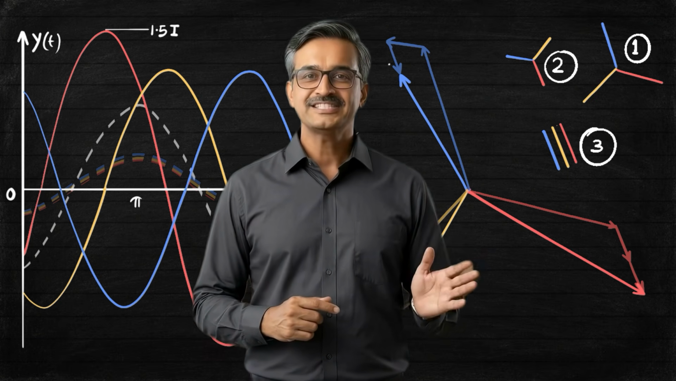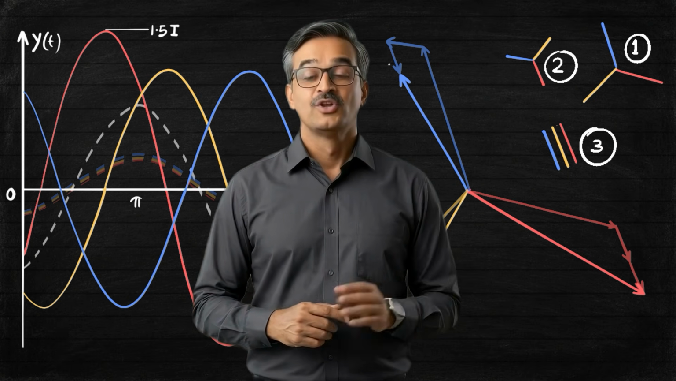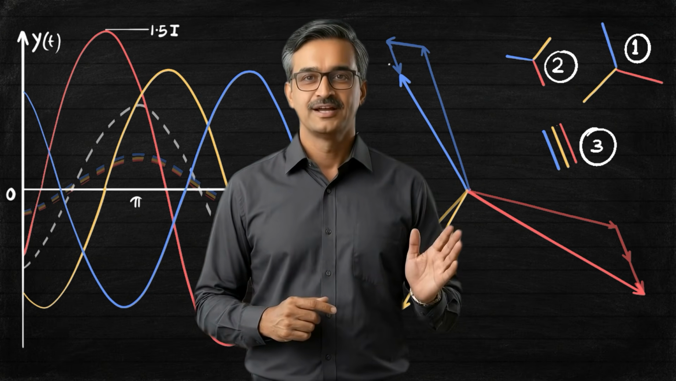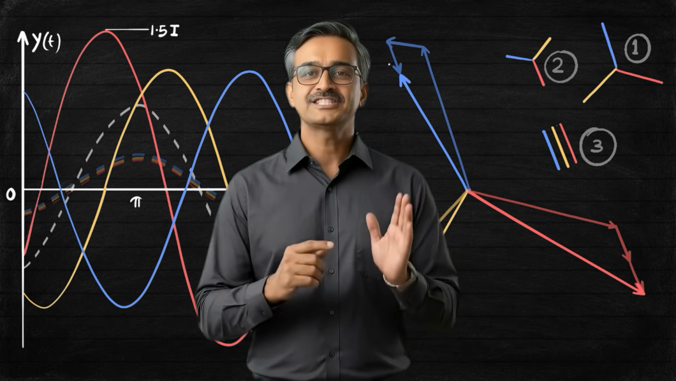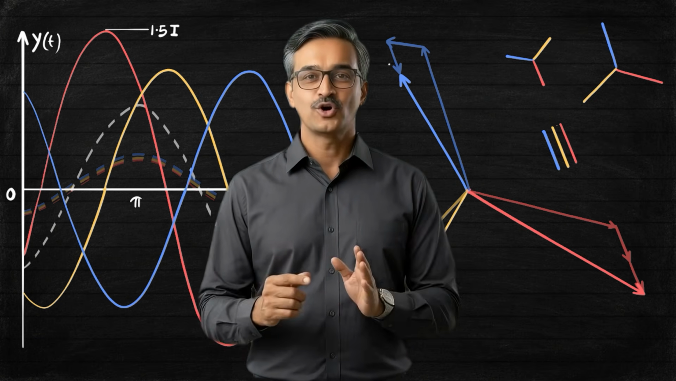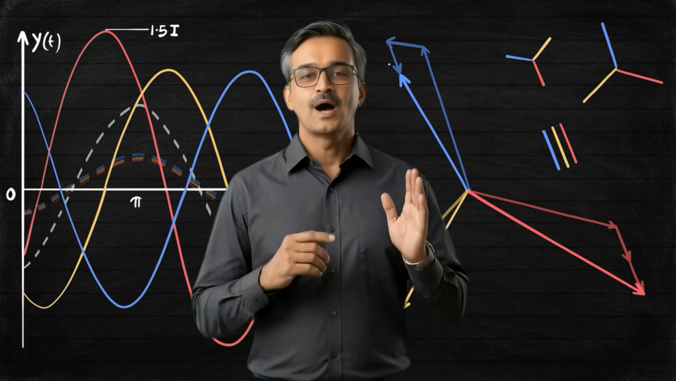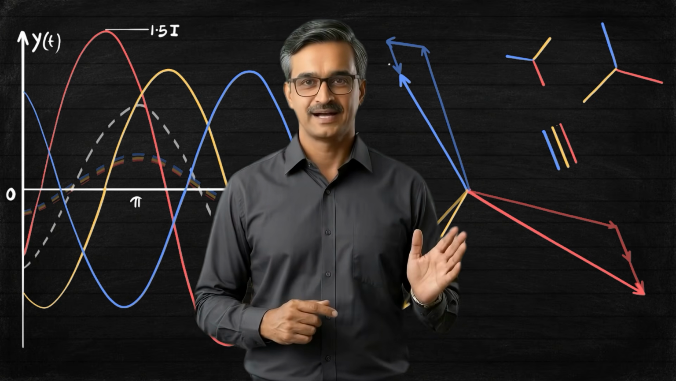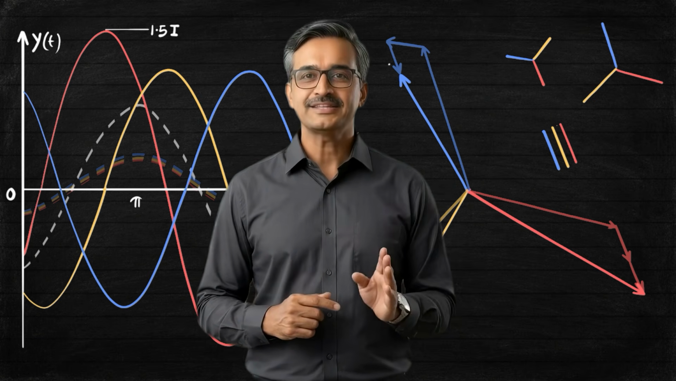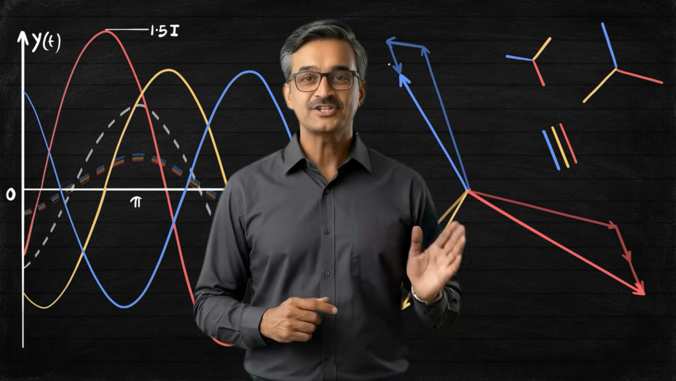And this is how the zero sequence current appears in the neutral wire during an asymmetrical or unsymmetrical fault in the system. So I hope you have now got a clear idea regarding zero sequence current, how it is formed, how it is represented graphically and by phasors, and how it appears in the neutral wire during an asymmetrical fault.